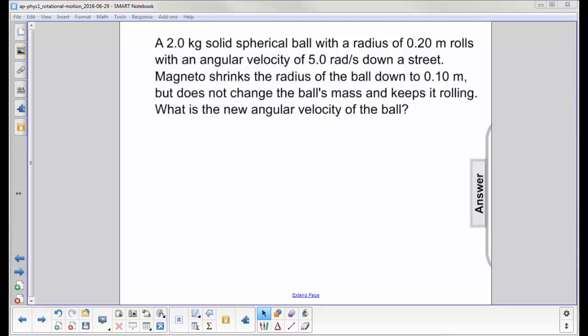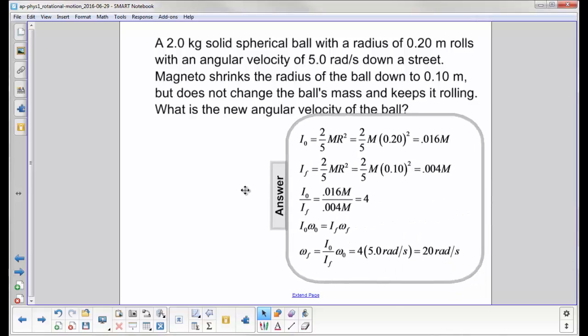A 2.0 kilogram solid spherical ball with a radius of 0.20 meters rolls with an angular velocity of 5 radians per second down a street. Magneto, and I apologize for the geekiness of this, shrinks the radius of the ball down to 0.10 meters, but does not change the ball's mass and keeps it rolling. What is the new angular velocity of the ball?